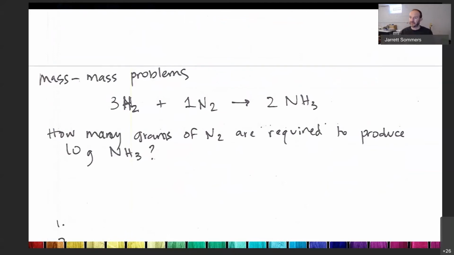If you're given grams, you have to convert your grams into moles, then use the mole ratio, and then convert your answer back into grams of something else. So it involves 3 steps for mass problems, but these are the more common ones because these are the ones that you see when you're doing things in lab.